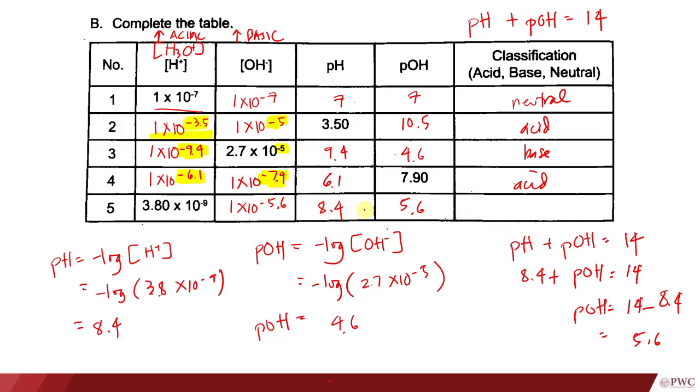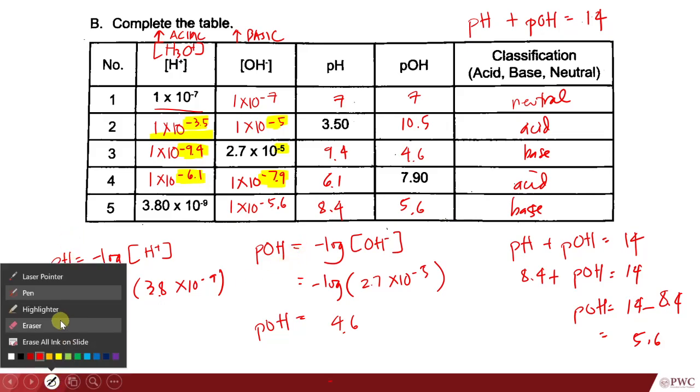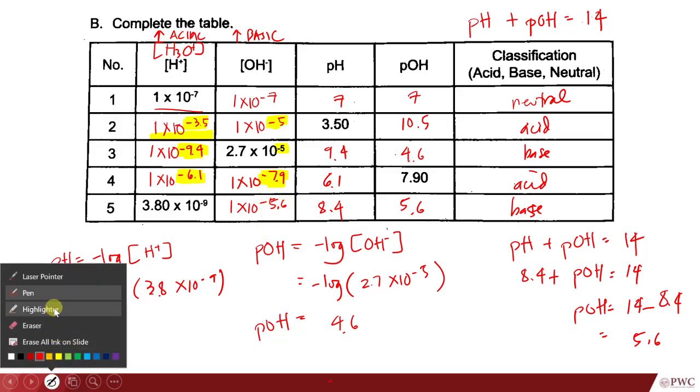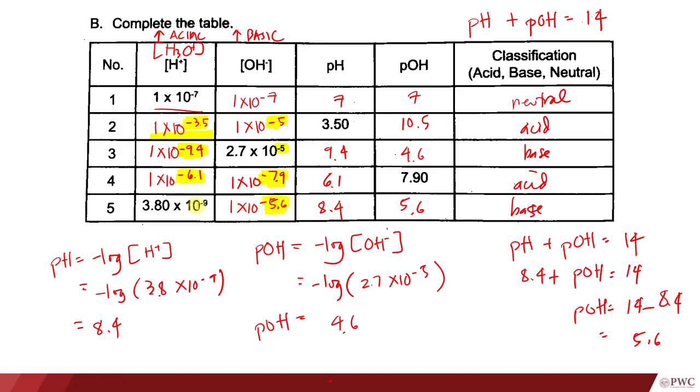So here the pH is greater than 7. It's 8.4. This one must be basic. Must be a base. And also if you look at the concentration of OH minus compared to the H plus, this one is greater. That's negative 5.6, then negative 9. This one is much larger compared to this one. So that's the answer for these items.